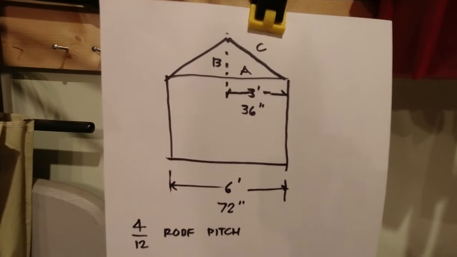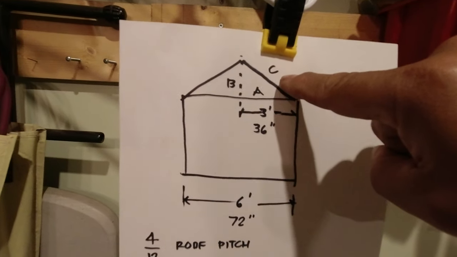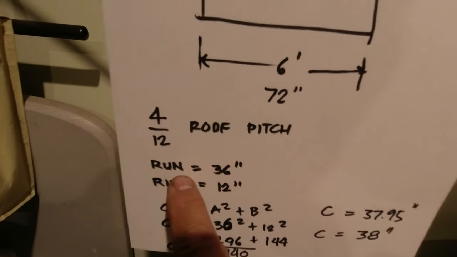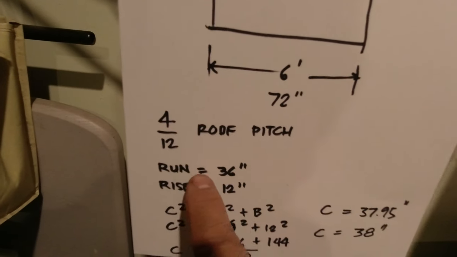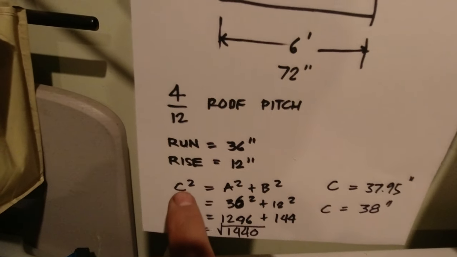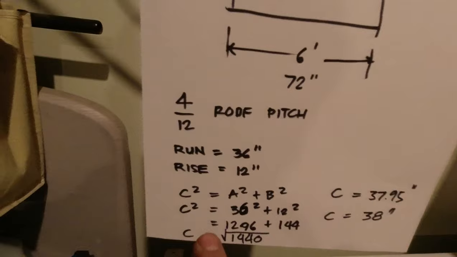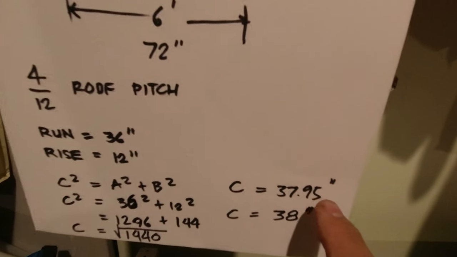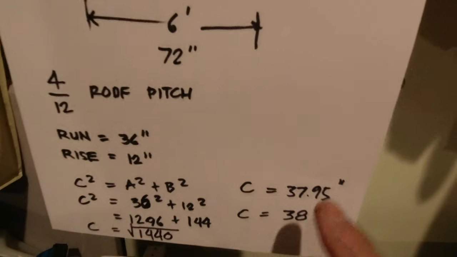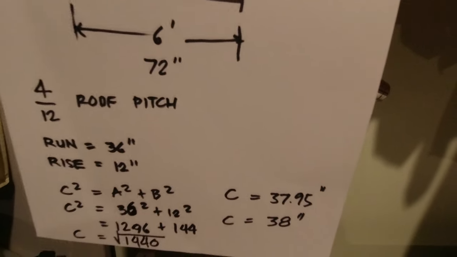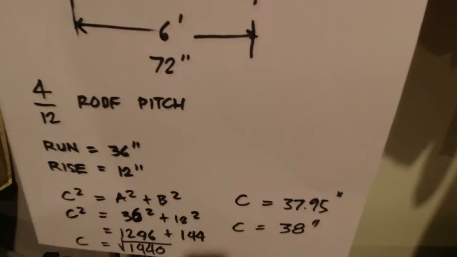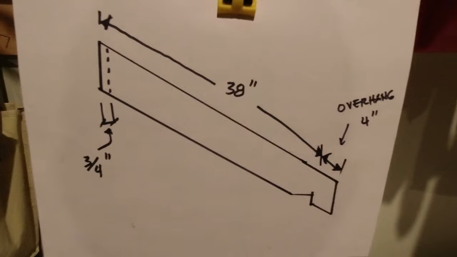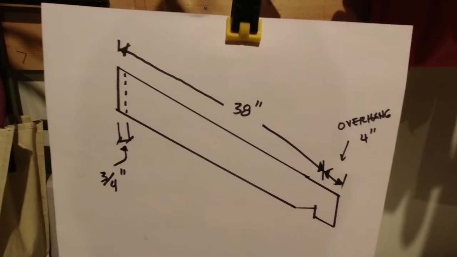Now I'm making a computation to get the length of the rafters, that's the C. My run is 36 inches and my rise is 12 inches, and the formula is A squared plus B squared equals C squared. Transferring all the data, you get C equals 37.95 inches, or roughly 38 inches. It's better to round it off longer than shorter, because you can make some adjustment if your roof rafters are long.